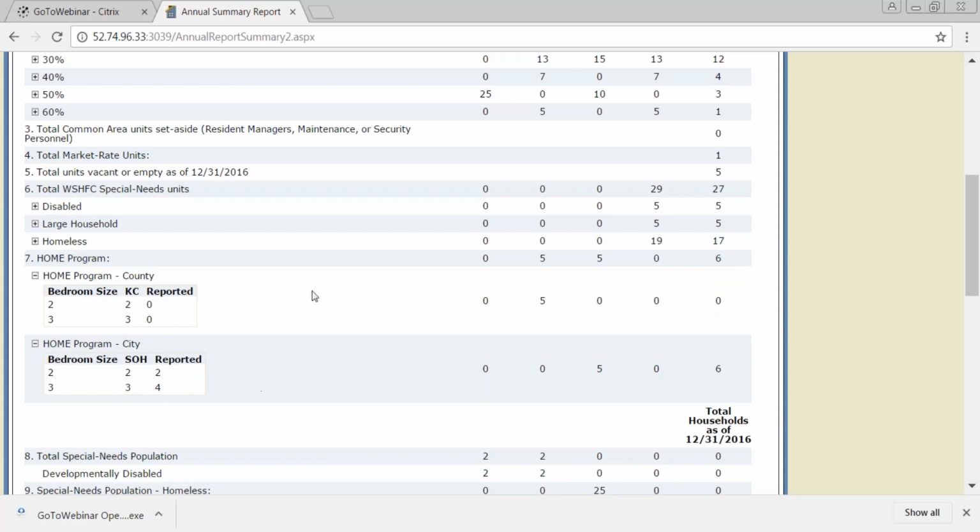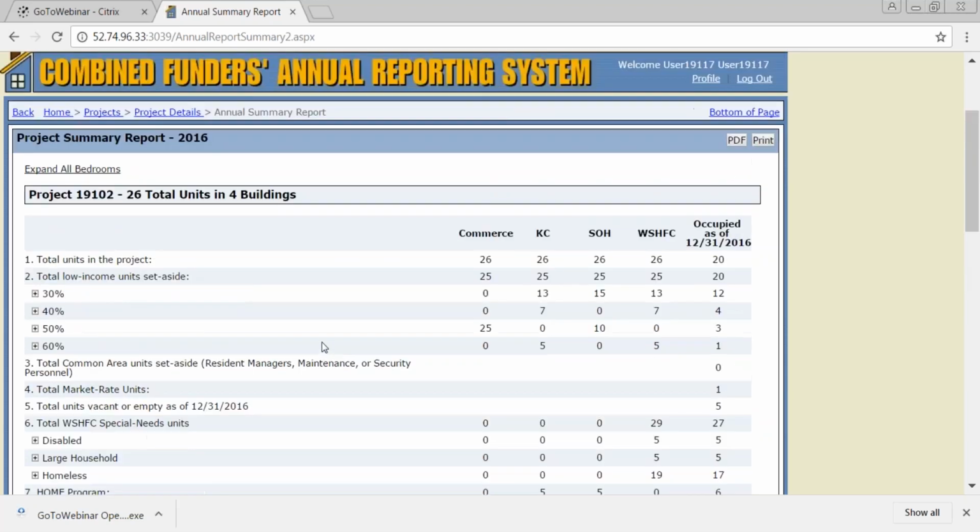So this is the fastest place to look to see if you're meeting your required HOME set-aside commitments. So you want to see that you're meeting the minimum criteria for all of your HOME funders, especially if you have more than one, when it gets a little confusing.